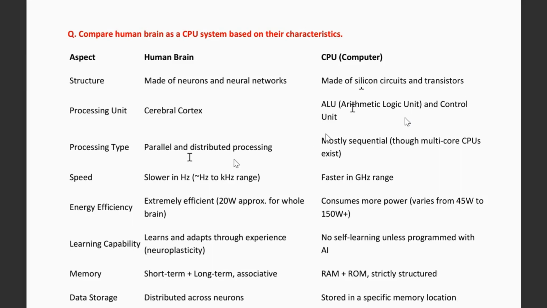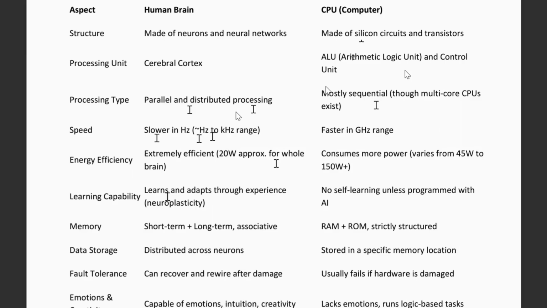Processing: it is parallel and distributed. Here it is sequential. Speed: it is slower, in hertz, and this is faster, in the gigahertz range. Energy efficiency: it is extremely efficient. This consumes more power. Learning capabilities: here it learns and adapts through experience, our brain. But here there is no self-learning unless programmed with AI, for the CPU.